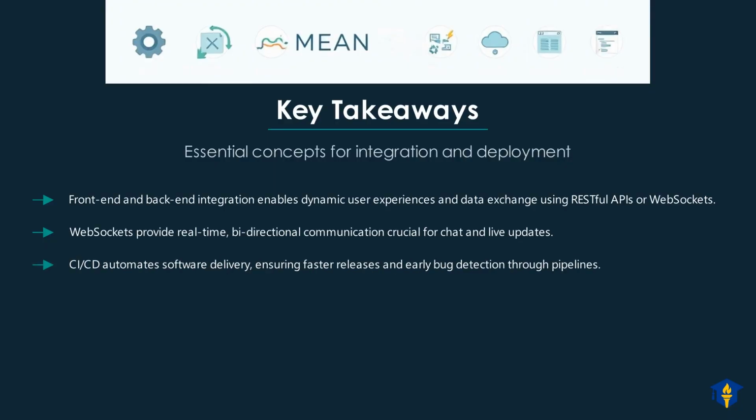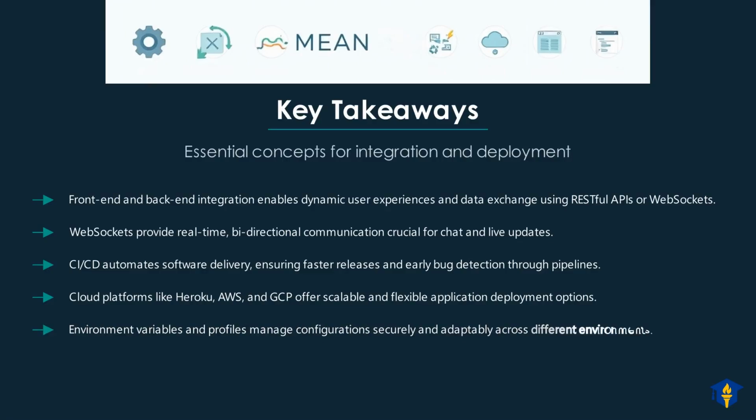CI/CD automates software delivery, enabling faster releases and early bug detection through pipelines. Cloud platforms such as Heroku, AWS, and GCP provide scalable and flexible deployment options. Environment variables and profiles manage configurations securely and adaptably across various environments. Docker and Kubernetes facilitate containerized deployments, ensuring efficient and streamlined configuration handling.